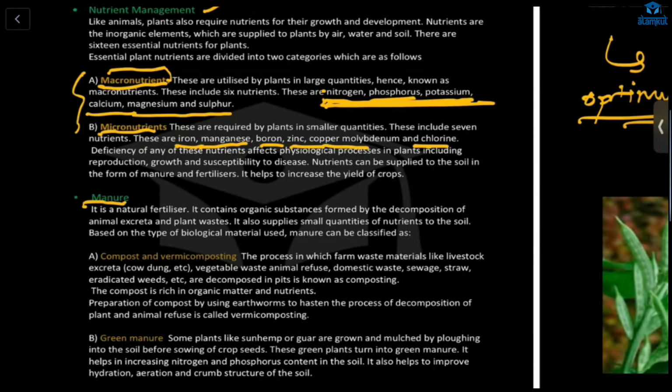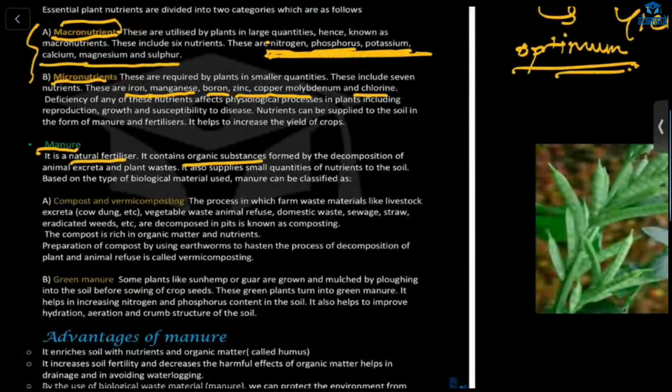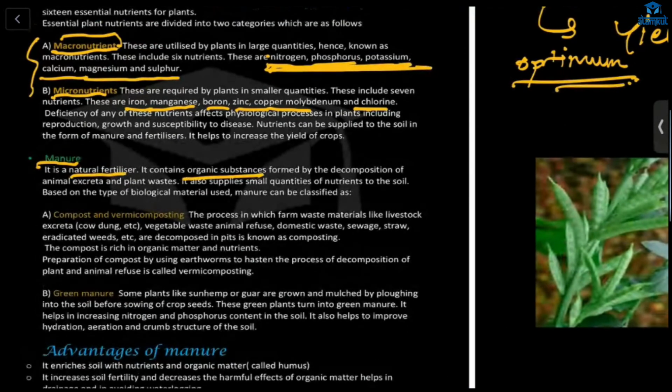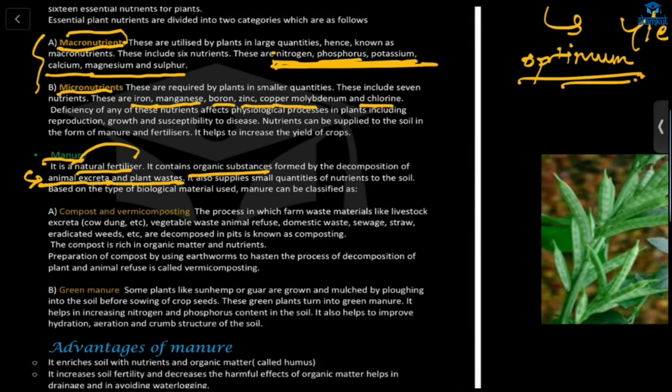It is natural fertilizer, and it will contain organic substance formed by decomposition of animal excreta and plant waste. So these are natural because we are getting this from animal excreta and plant waste, cow dung, right? Those are our manures, and we use them for what? Why do we use them? Ma'am, to provide nutrition to plant.